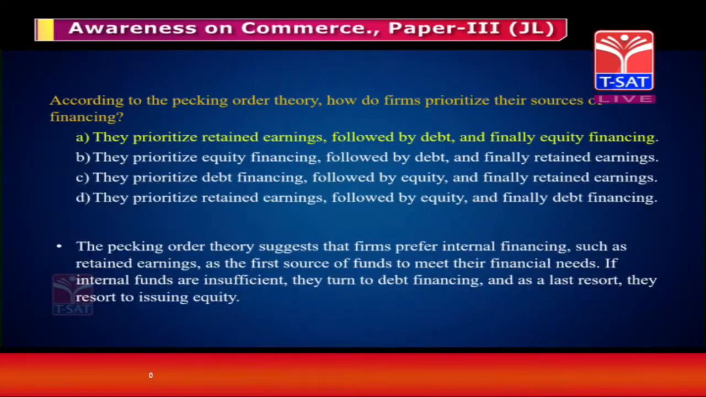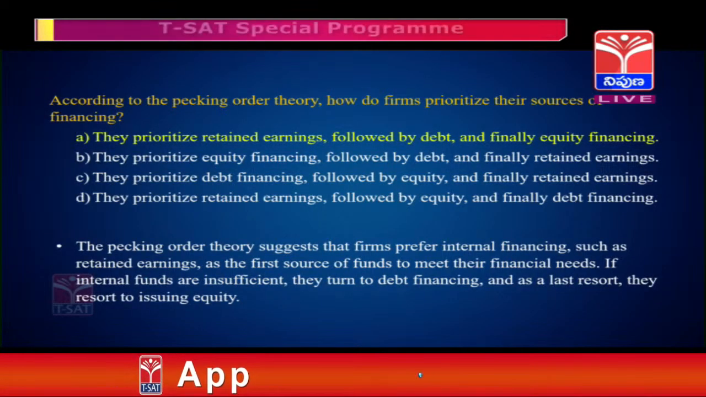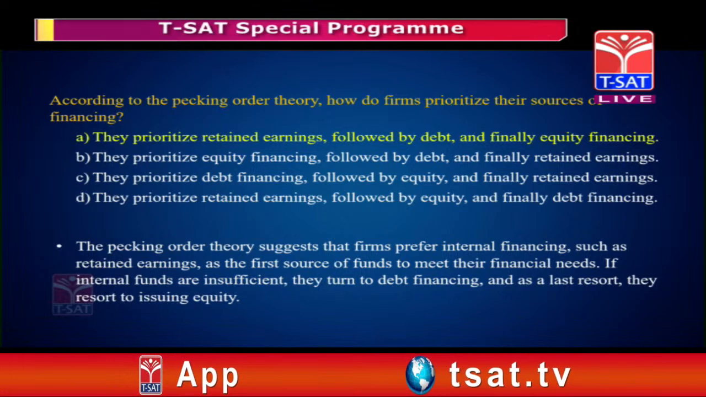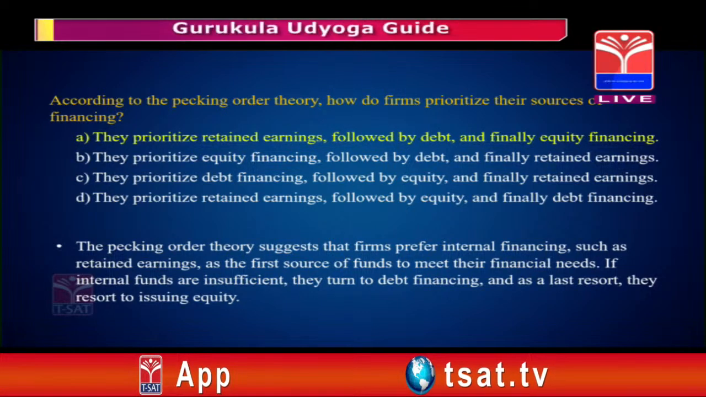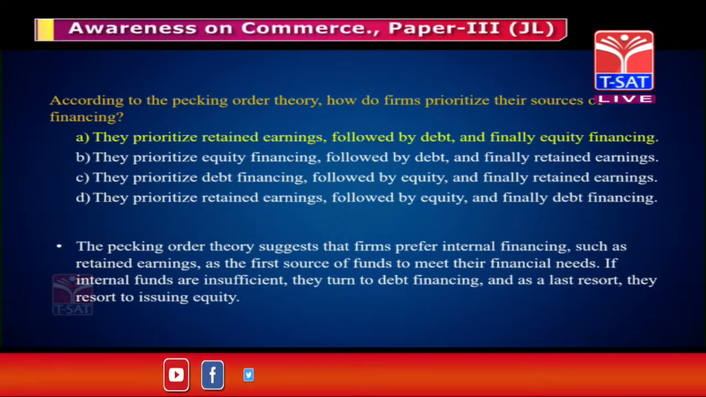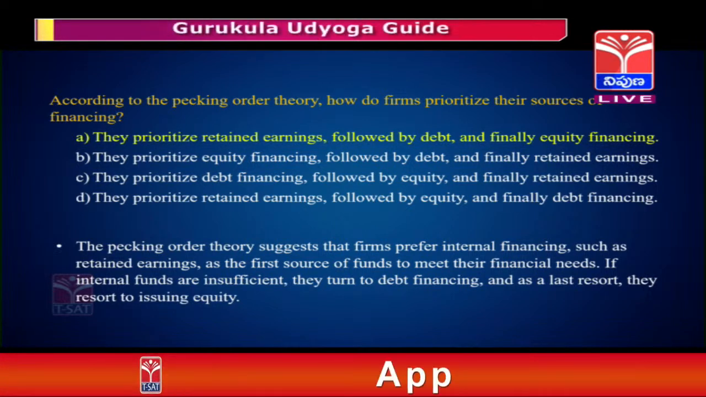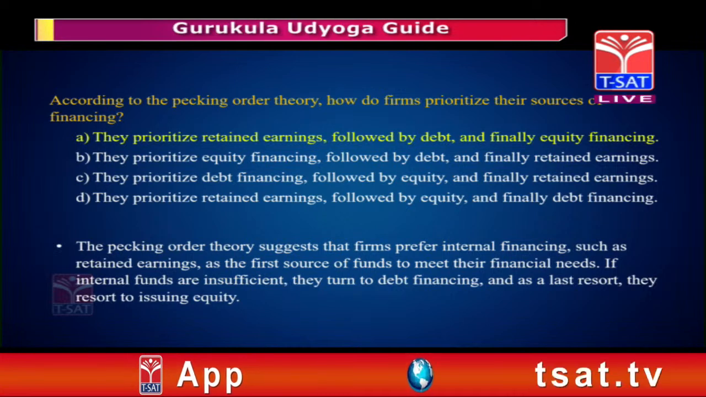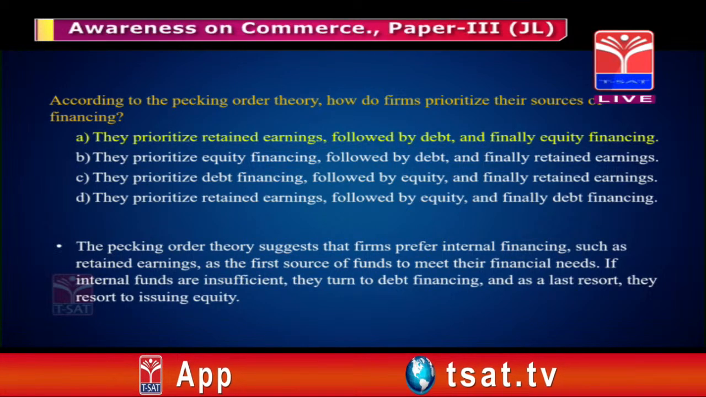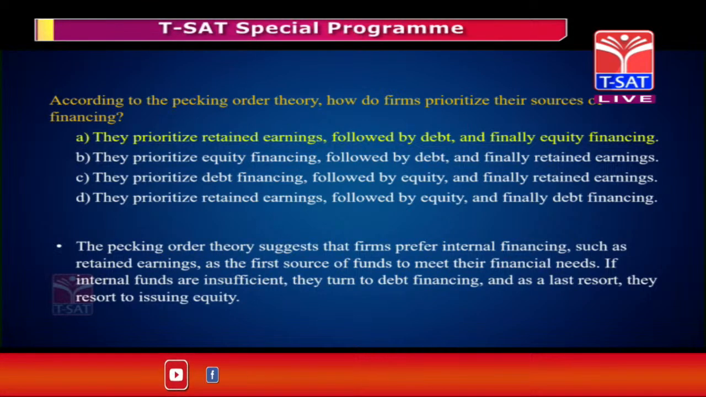We'll just look at the options given. They prioritize retained earnings followed by debt and then equity. The next one is equity financing followed by debt and finally retained earnings. The third one is debt financing followed by equity and retained earnings. The fourth one is retained earnings followed by equity and debt. So our preference according to pecking order theory is first your retained earnings, second your debt, and then look at the other sources of finance. So option A is the right one.